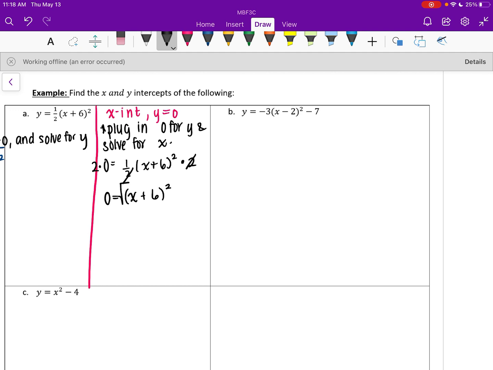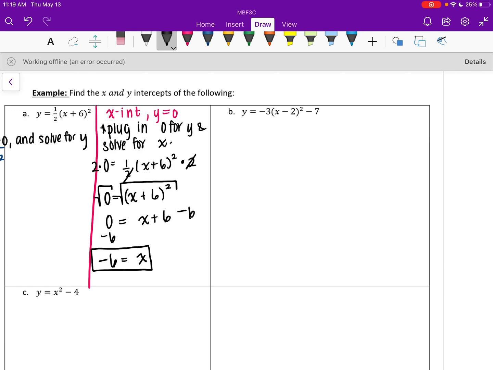So I'm going to do square root on this side, and whatever I do to that side, I got to do to this side. So technically it should be plus minus 0, but since it's 0, there's no plus minus, right? And I'm left with x plus 6. So then I want to get x by itself. I'm going to minus 6 on both sides. And 0 minus 6 is just negative 6. So negative 6 is equal to x.